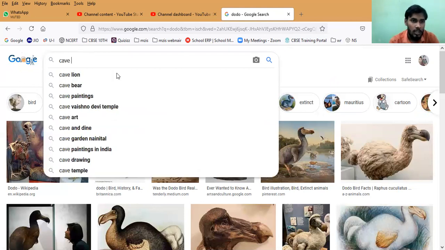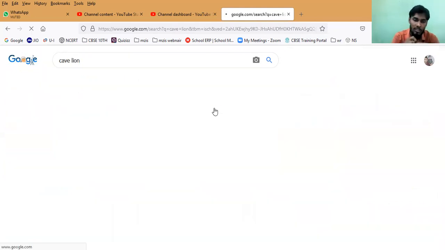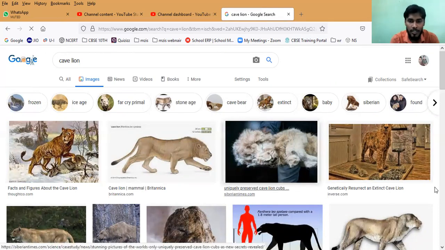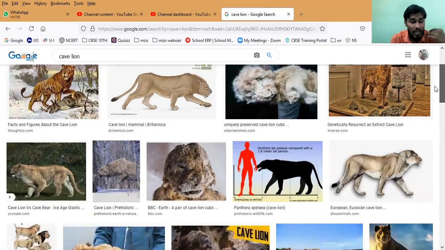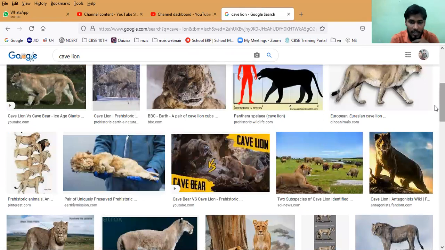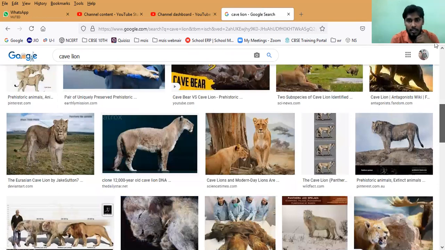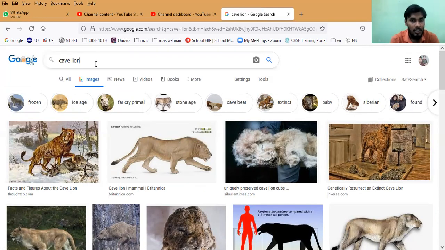Cave lion is also almost dead. Almost nothing is there. This is called as cave lion. But sir, here all are animation only. There is nothing real, because it died millions of years before. That is why we don't have any kind of footprints. Do you understand? Yes, sir. This is called as cave lion. You can remember. Next.